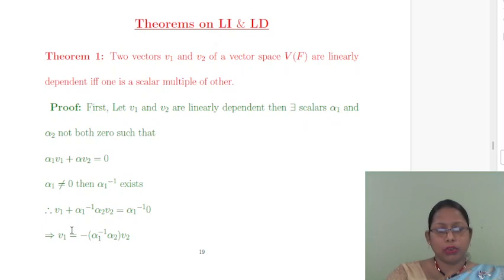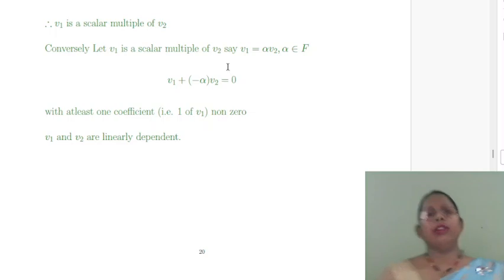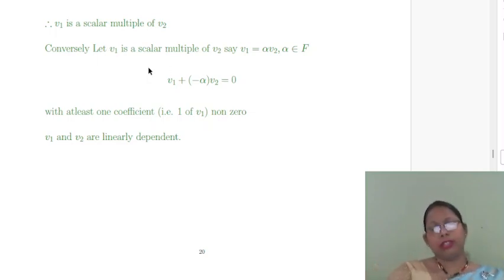From this I can conclude that v1 is a scalar multiple of v2. Conversely, say v1 is a scalar multiple of v2, that is v1 is equal to alpha v2, where alpha belongs to the field. Then I can write v1 plus minus alpha v2 is equal to 0.